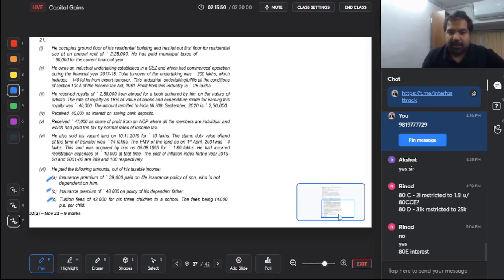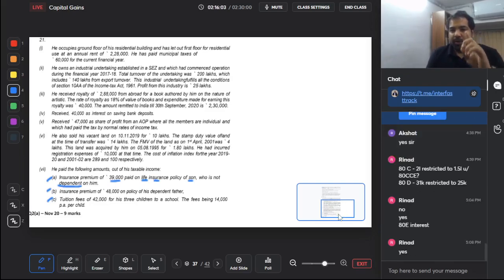Alright, guys, looking at this first one: insurance premium of 39,000 paid on the life insurance policy of a son who is not dependent on him. First up, life insurance under 80C. Is it allowed? Yes, it's allowed. Life insurance can also be paid for children and for wife or spouse. So 39,000, can I take a deduction under 80C? Yes, 80C 39,000.